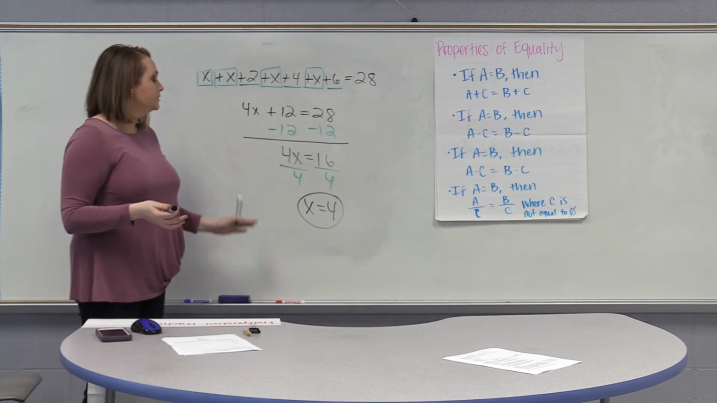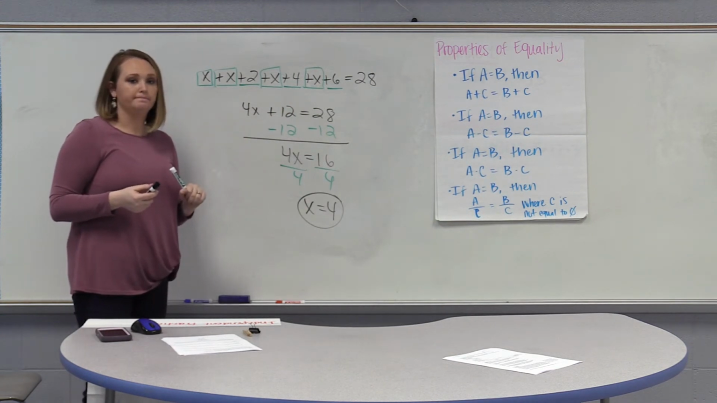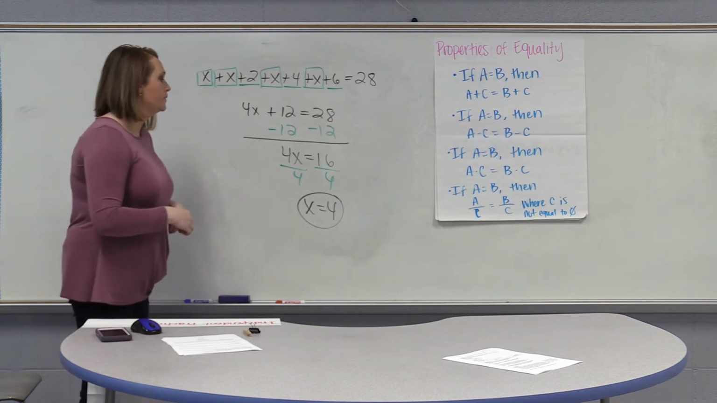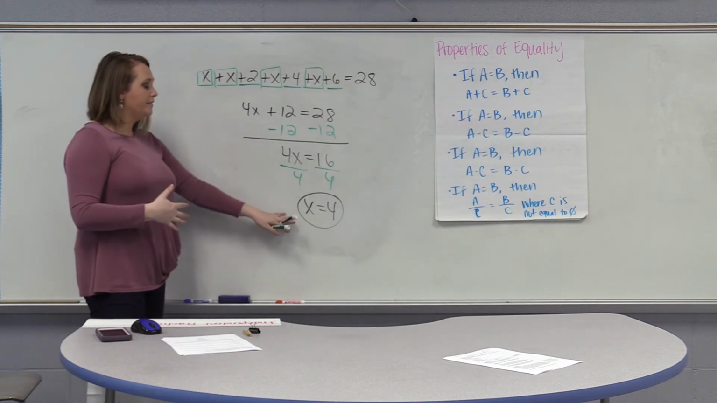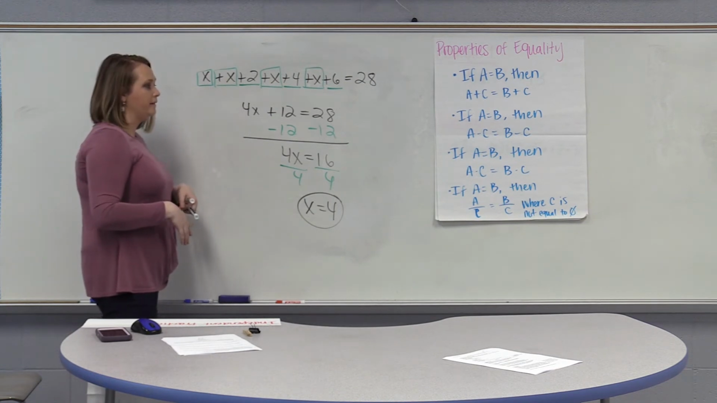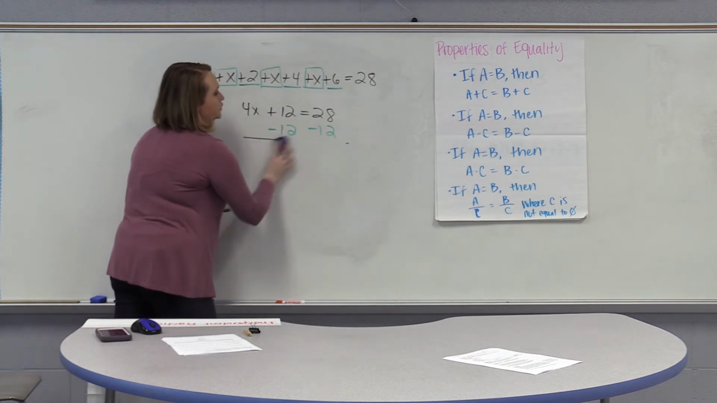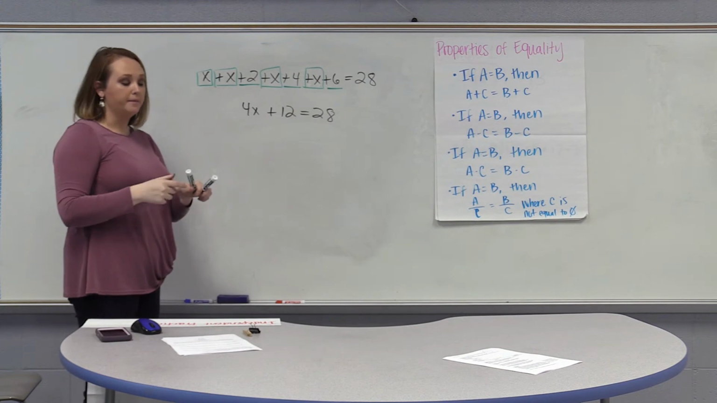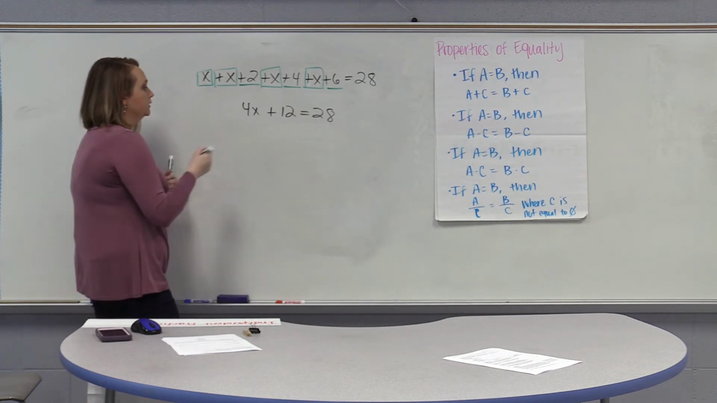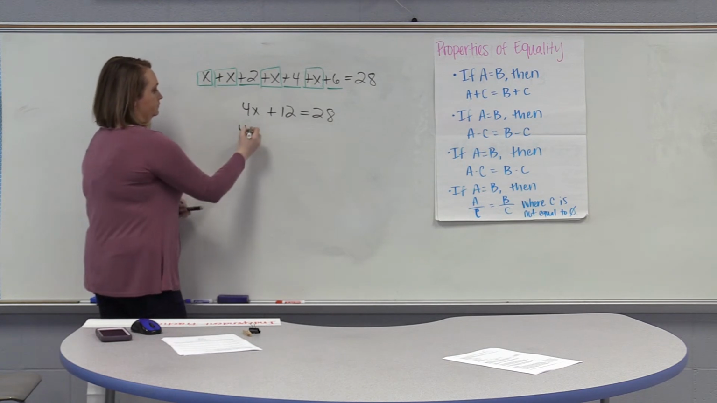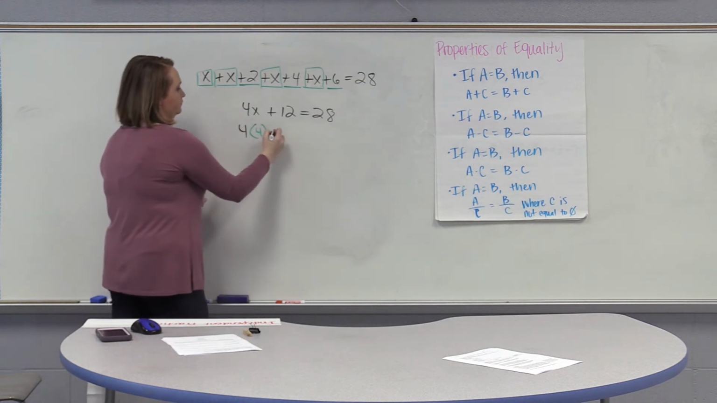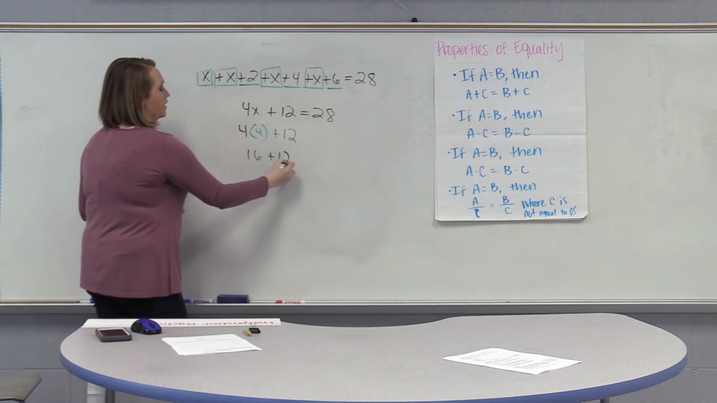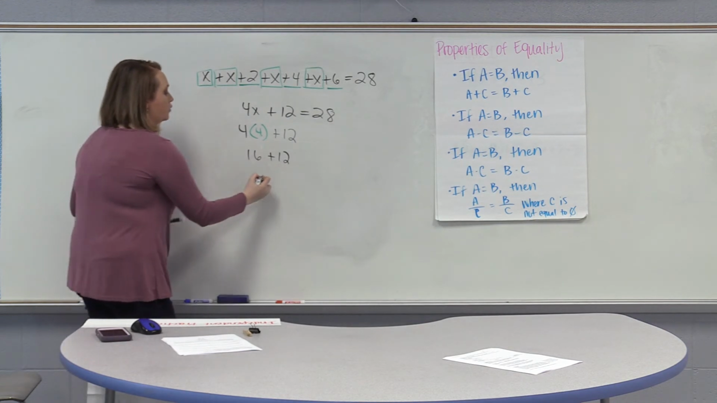Now we have to see, does 4 satisfy my equation? I'm going to plug it into both sides of the equal sign to see if I get the same value. If I get the same value on both sides, then x equals 4 does satisfy my linear equation. So I'm going to go back to this equation when we combined like terms to simplify. And I'm going to plug in 4 for my variable. Four times 4 is equal to 16. 16 plus 12 is equal to 28.